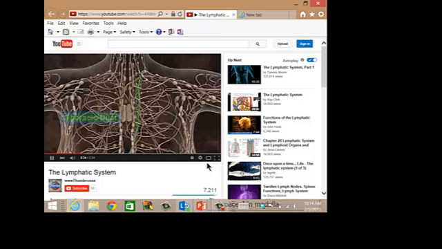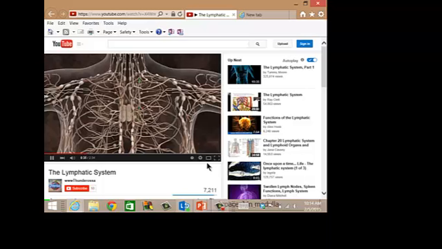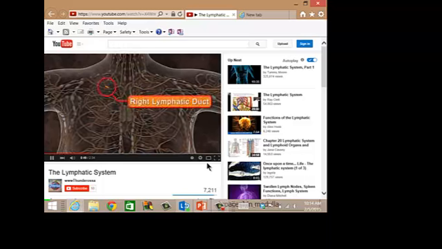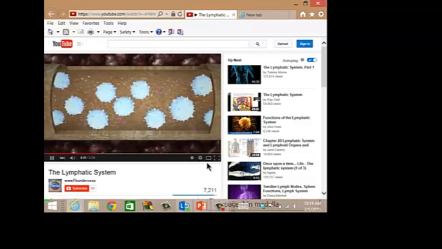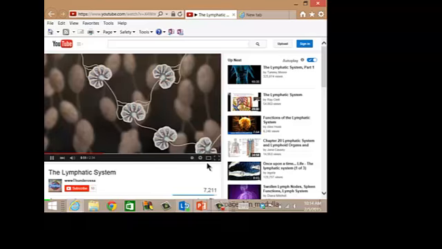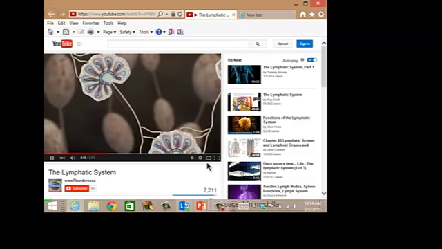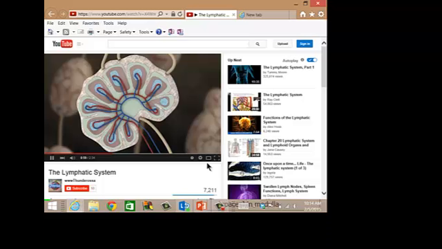The larger lymph vessel on the left side of the body is the thoracic duct. The larger lymph vessel on the right side of the body is the right lymphatic duct. There are also many small lymphatic vessels. Lymph fluid moves through the lymph vessels and carries cells that help fight infection or diseases. Lymph nodes are small oval or bean-shaped structures arranged in groups or chains along lymphatic vessels throughout the body.